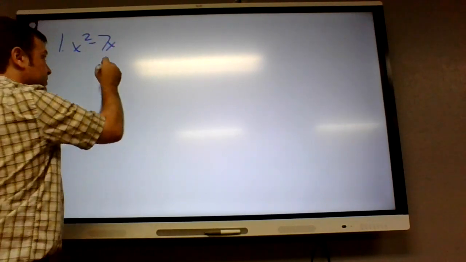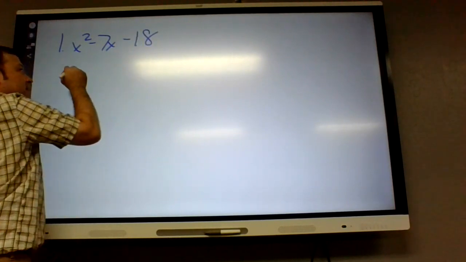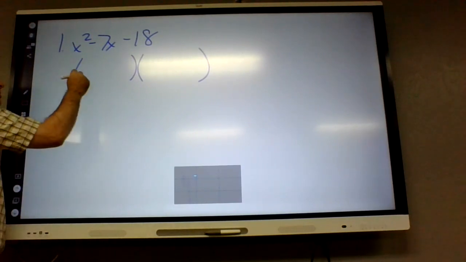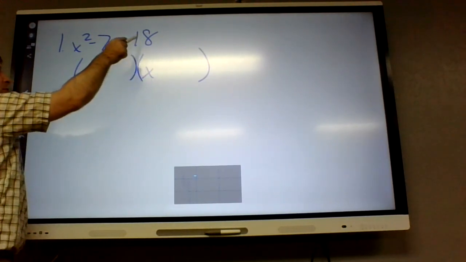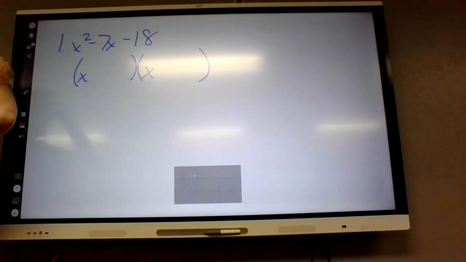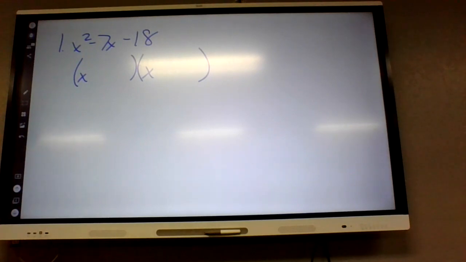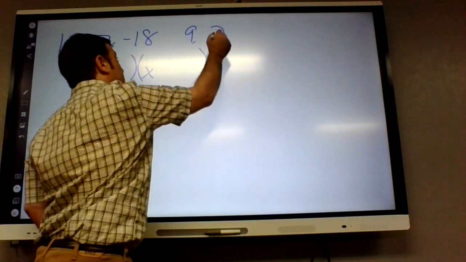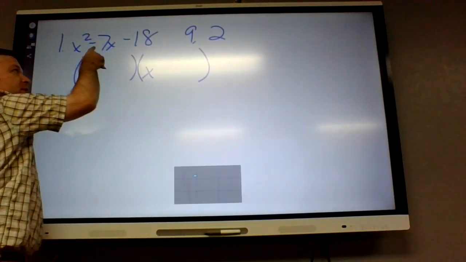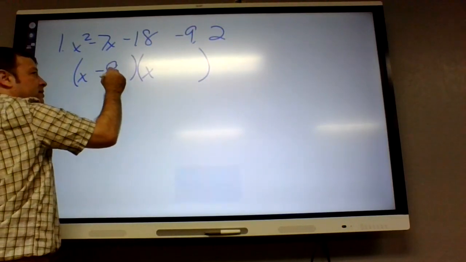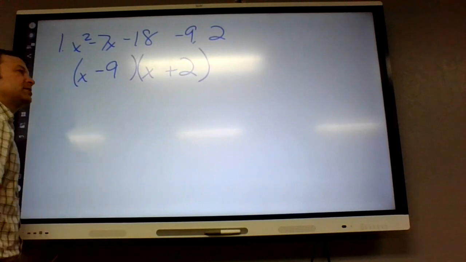Okay, it says x squared minus 7x. You guys remember how we did this one yesterday? Yeah. Okay, what goes in x squared? And then on the back, what multiplies into negative 18 that would also add up to negative 7? Positive 9, negative 2. Close. Oh, negative 9, positive 2. Right. To add up to a negative 7, we would need the bigger of these two to be negative. So it's, yeah, negative 9 and positive 2.